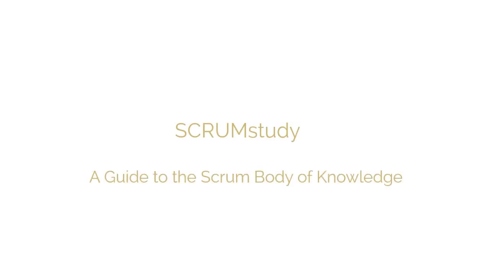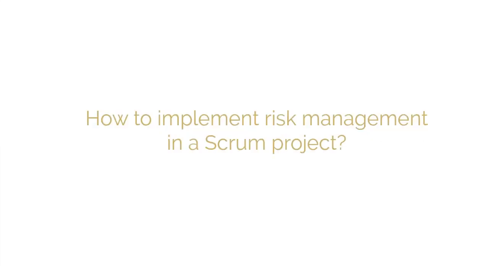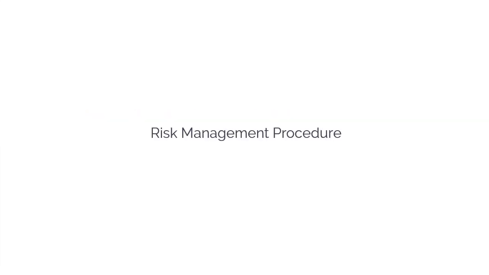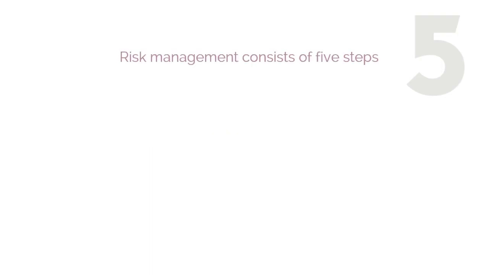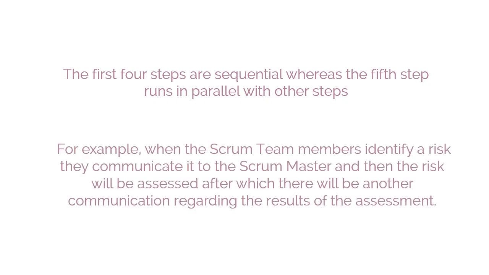Now that we understand what risks are and the Scrum approach to risk management, let's discuss in detail how to implement risk management in a Scrum project. Risk management procedure. Risk management consists of 5 steps. They are risk identification, risk assessment, risk prioritization, risk mitigation, and risk communication. In this procedure, first 4 steps are sequential, whereas the 5th step runs in parallel with other steps.